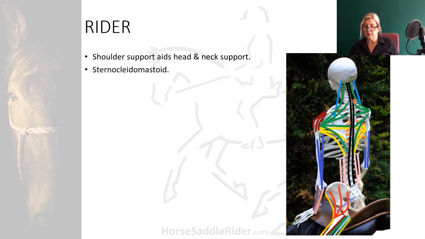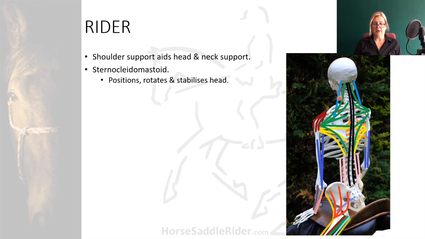Sternocleidomastoid, that's the blue muscle here, originates in the sternum and inserts in the occiput, and as you can see, it's involved in neck rotation. To position, rotate and stabilize the head.